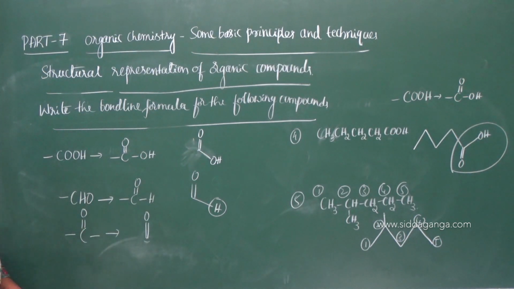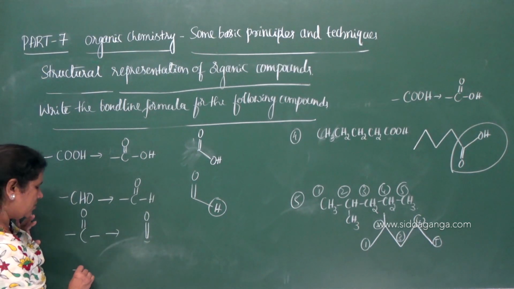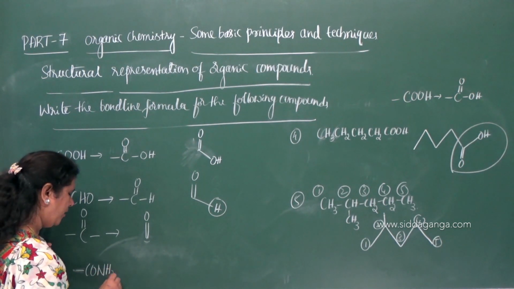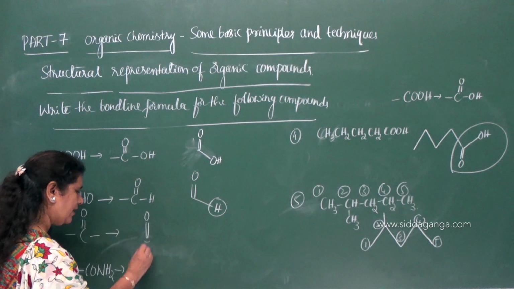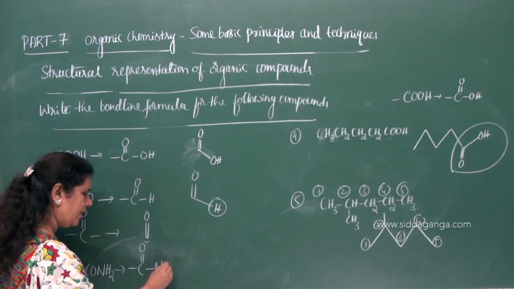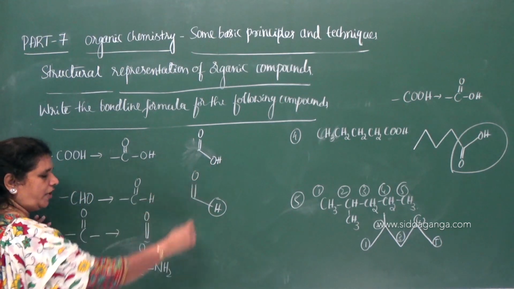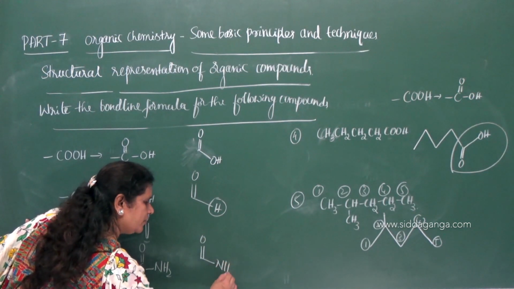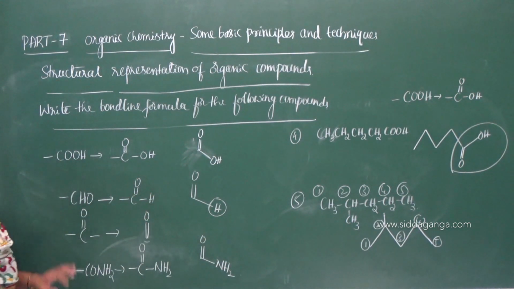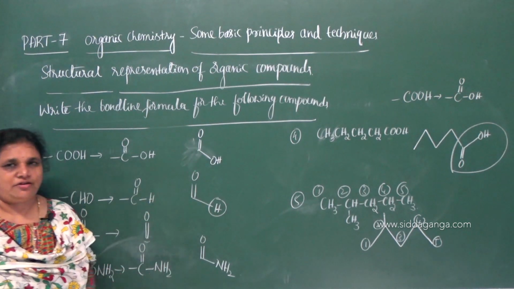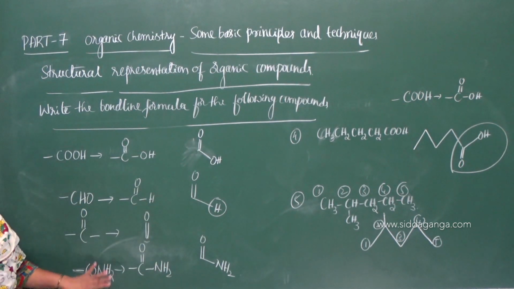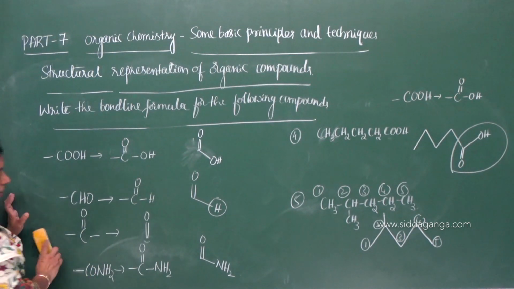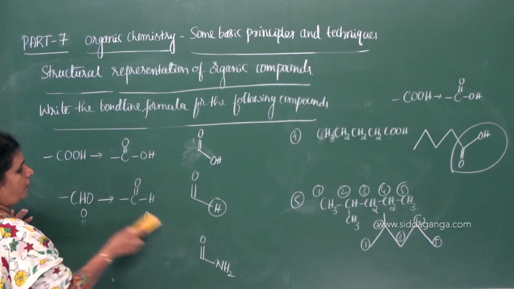So C double bond O. Then CONH2 is called the amide group. You can represent it as C double bond O NH2. Instead of OH, what you have to write? NH2. So this is the representation of functional groups in the given bond line formula. Okay. Now, give the bond line representation for the following compounds.